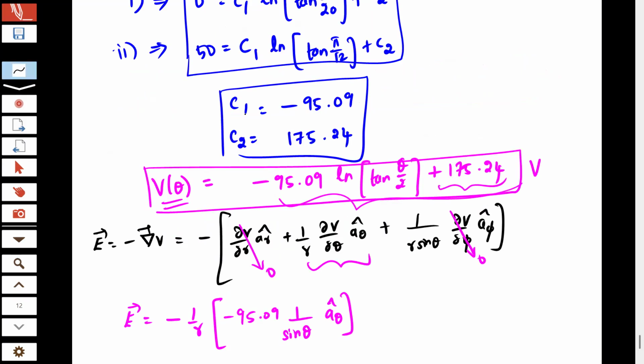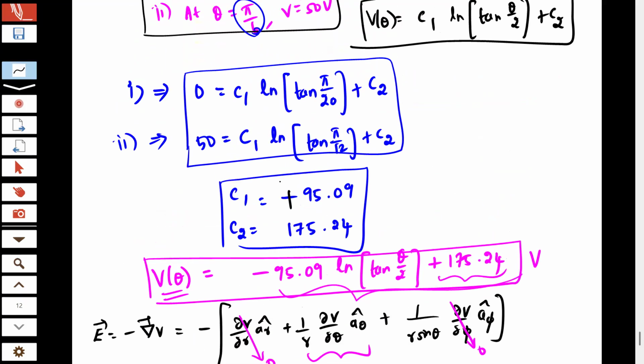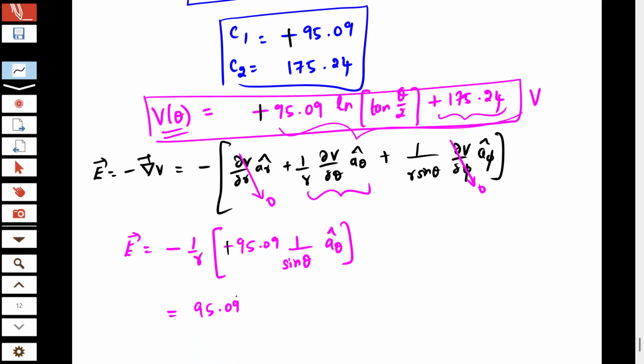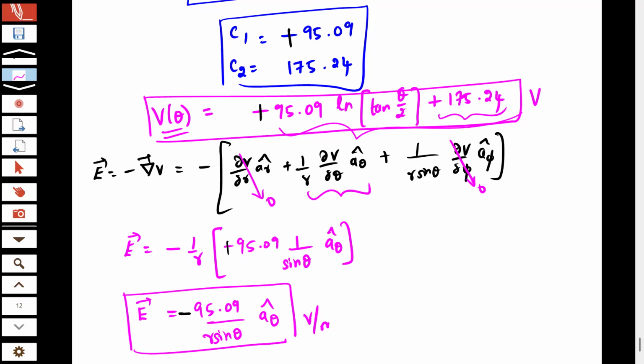One clarification here: the C1 value is not minus 95.09, it is plus 95.09. You can verify this solution using the calculator, and thereby the voltage function will be plus here, and here again it will be plus. So you will be getting the electric field expression as minus 95.09 by R sine theta, A theta cap. So this is the electric field intensity expression. You can give the unit for the electric field intensity vector as volt per meter.